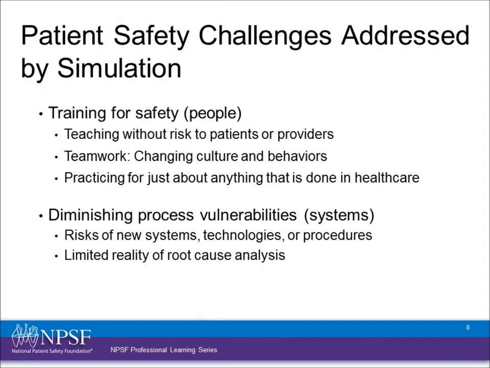The other great application of simulation is to diminish process vulnerabilities. Any time you're going to introduce a new system, a technology, or a procedure, you don't want to just throw it into the healthcare environment. You really need to evaluate it, to practice, to try it out. And simulation, from the very simple to the very complex, is a great vehicle to test out any kind of new system, whether it's a new pharmacy system or introducing new infusion pumps, for instance.